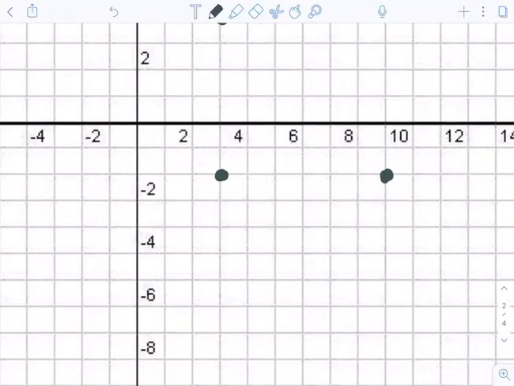And then I'm going to go down 6. 1, 2, 3, 4, 5, 6. And then I'm going to go to the left 6. 1, 2, 3, 4, 5, 6.